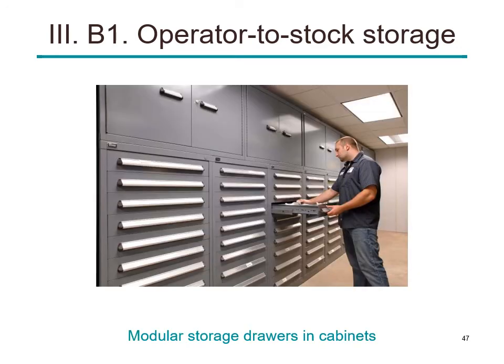Another example is a modular storage system, drawers in cabinets. So these are drawers, and basically the items are stored inside these. They are very small units, and whenever you need to collect an item, you basically pick up or store the item inside this drawer cabinet.